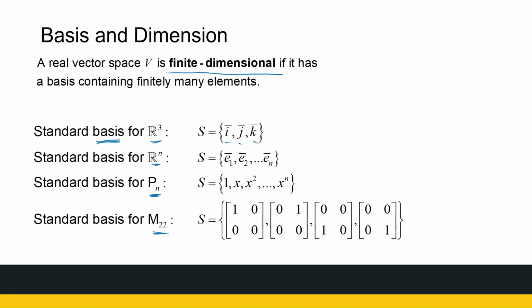So if I've got R3, the dimension is 3. Rn, the dimension is n. Pn, the dimension is n plus 1. Now these are some standard bases, but we've generated other bases for R3. And we saw they also have 3 elements, and so on. So the dimension of a vector space is the number of elements in the basis.